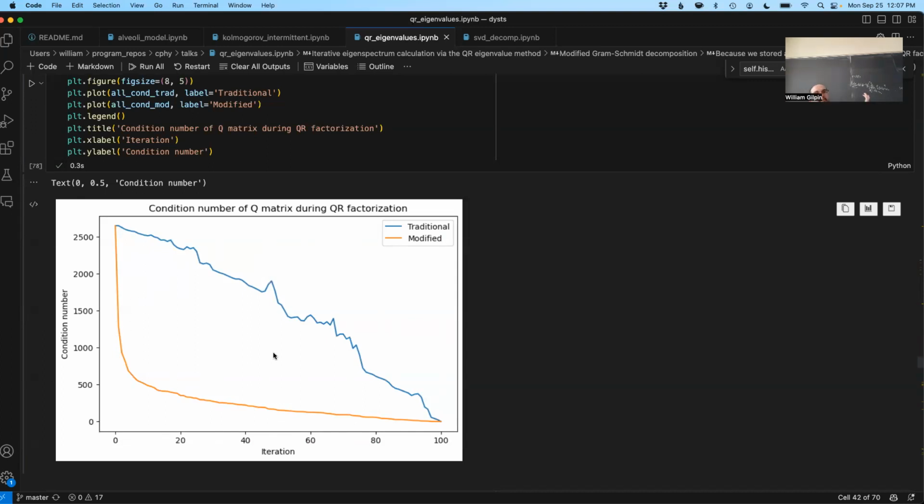Both of them will give me the same Q matrix, so I should get the same solution. They start in the same place and they end in the same place. But the modified Gram-Schmidt gets me there way faster because it gets rid of all of this redundancy in the columns super fast. So it's just something nice that you can get when you look at the modified Gram-Schmidt.